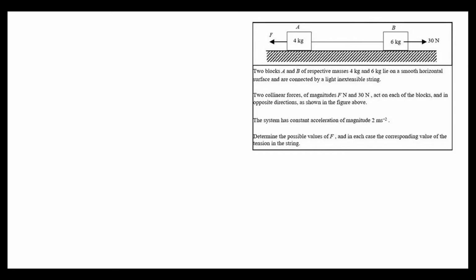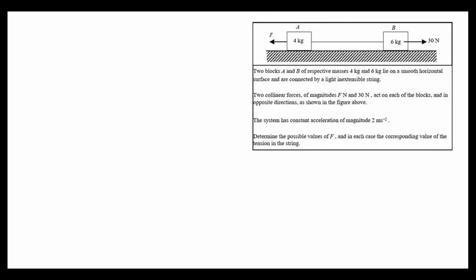Here in this question, we're told that there are two blocks and we're given their masses, 4 kilograms and 6 kilograms. They're lying on a smooth horizontal surface, so there's going to be no friction, and they're connected by a light, inextensible string. Two collinear forces of magnitude F and 30 newtons act on each of the blocks. Collinear just lets us know that they're moving in the same line, in the same plane.